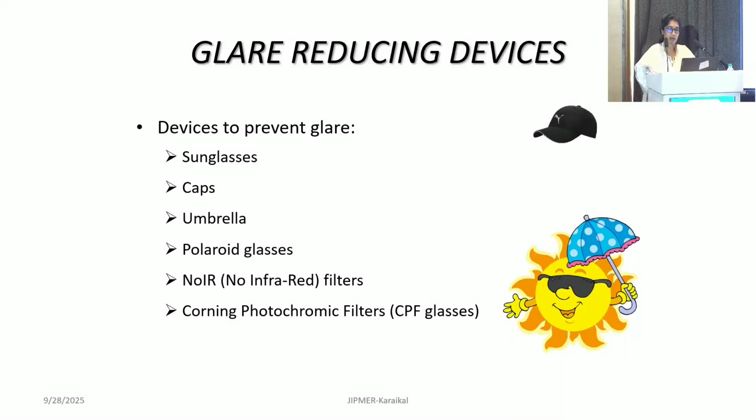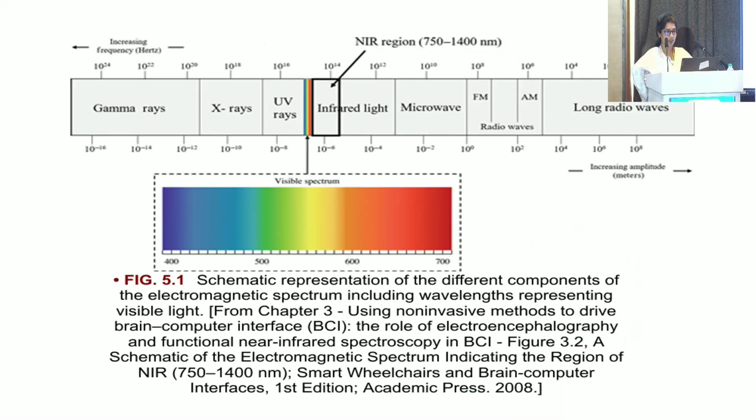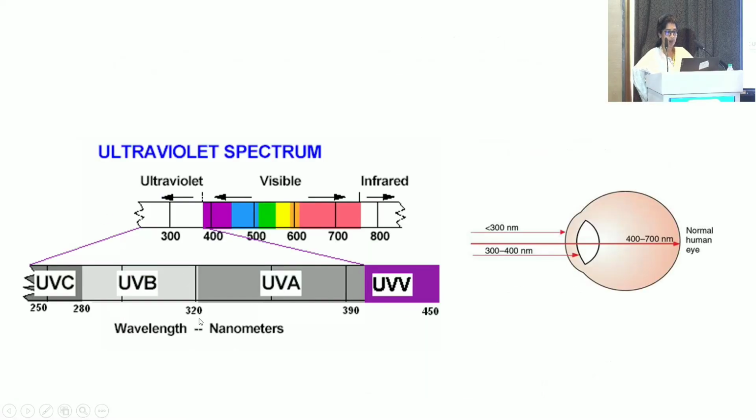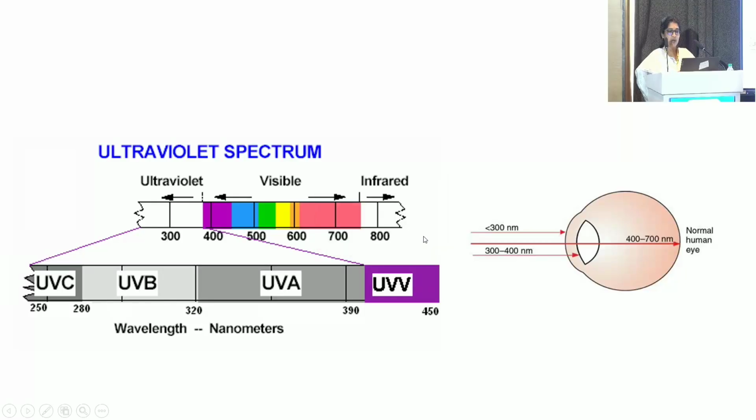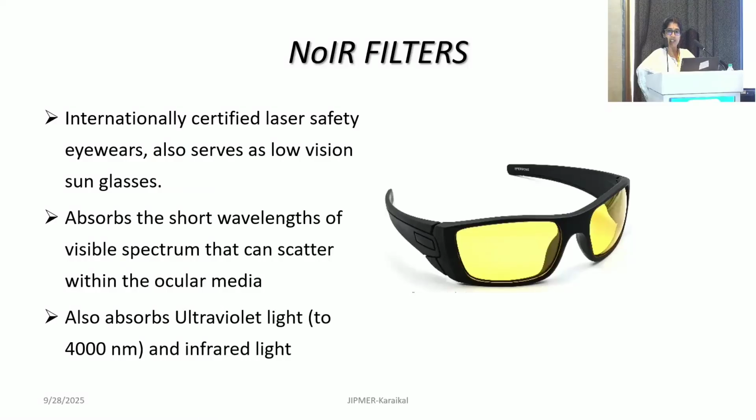The second one is the no IR, that is, no infrared filters. We all know that the visible spectrum is 400 to 700 nanometers, and beneath that we have the ultraviolet light. In this ultraviolet, the UV A rays, which are in the 300 to 400 range, are blocked by the crystalline lens, and the remaining UV B and C get blocked by the cornea naturally. But when we have diseases related to the cornea or the lens, they will not have the ability to view objects without glare. That is where we make use of these filters.